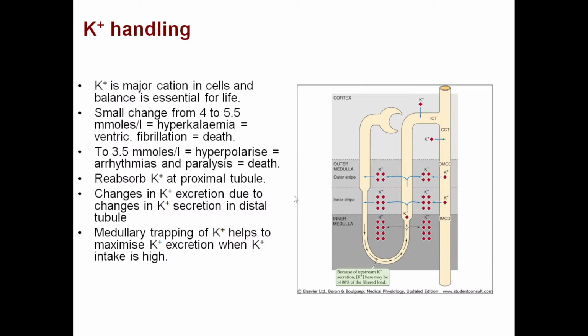Reabsorption of potassium happens in proximal convoluted tubule. And changes in excretion, meaning potassium handling, will be due to changes in secretion in distal convoluted tubule. And medullary trapping of potassium helps to maximize the potassium excretion when potassium intake is high. And potassium secretion, as you might remember, is provided by the hormone which is known as aldosterone.